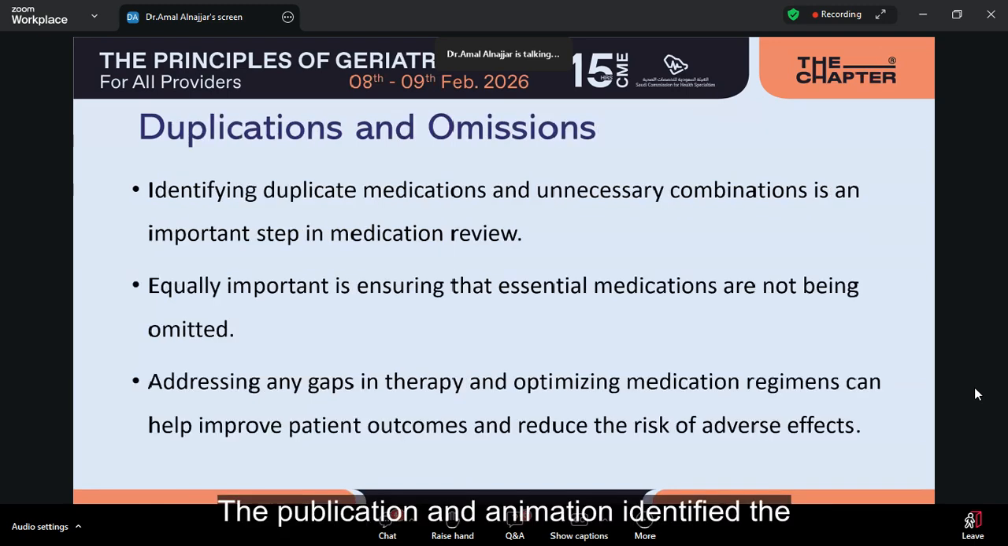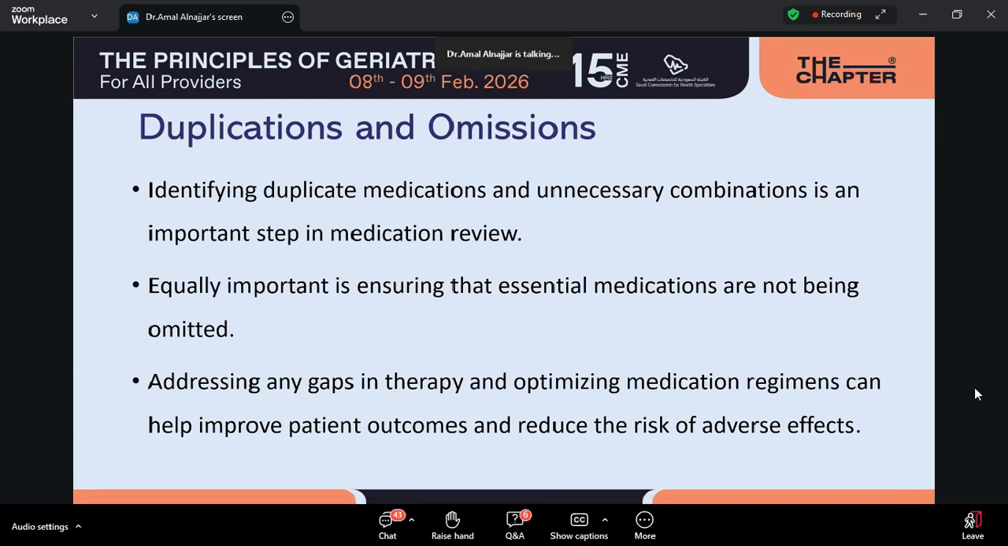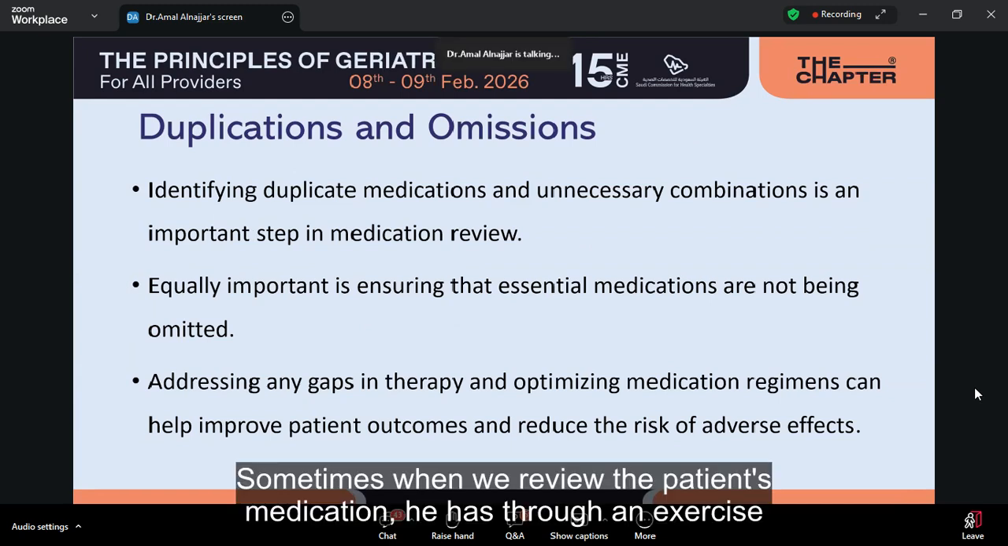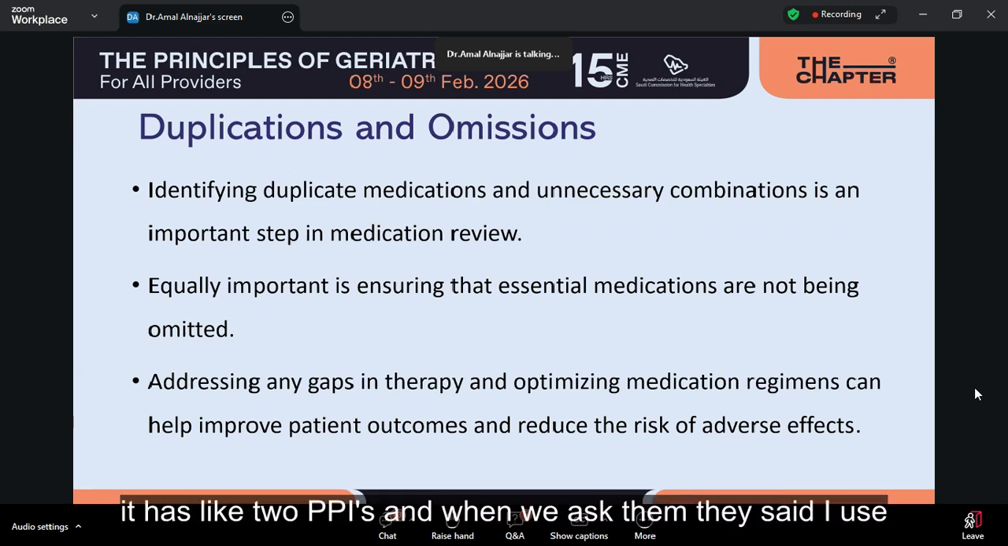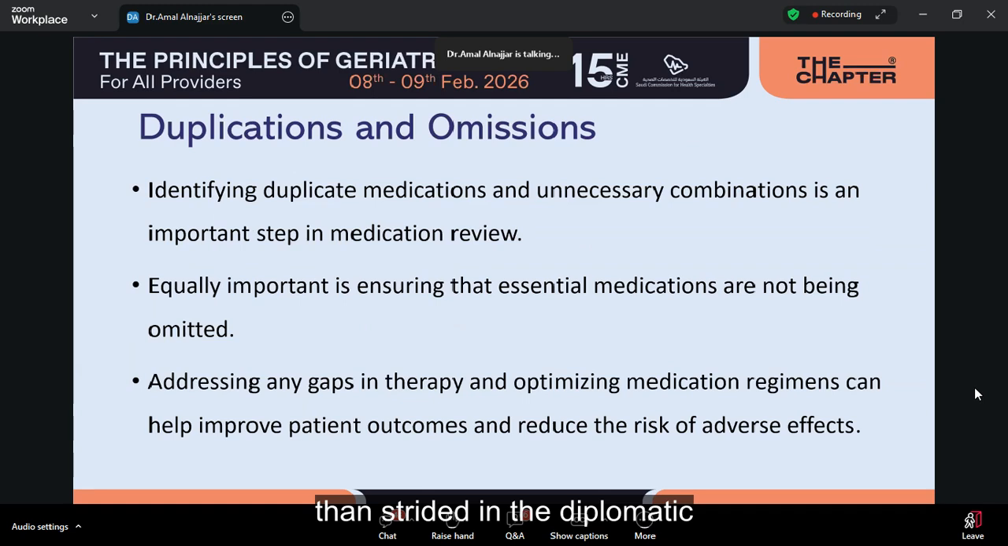Duplication and omission: identifying duplicate medication and unnecessary combinations is an important step in medication review. Sometimes when we review the patient's medication, he has like 2 analgesics, like 2 PPIs. And when we ask them, they said, I use this one, and if it doesn't work, I go to another one. But they are both non-steroidal anti-inflammatories.